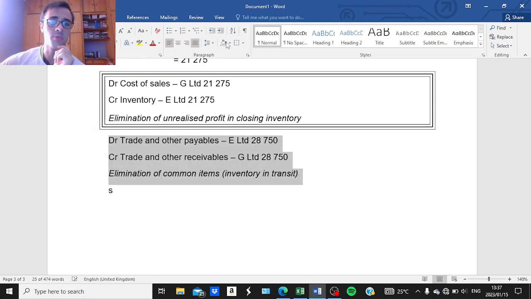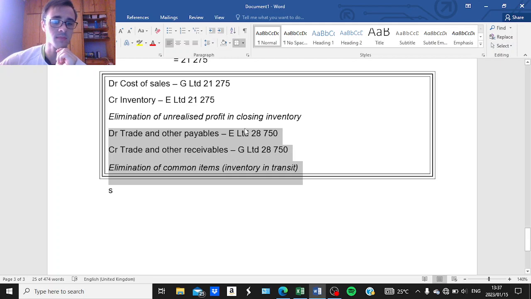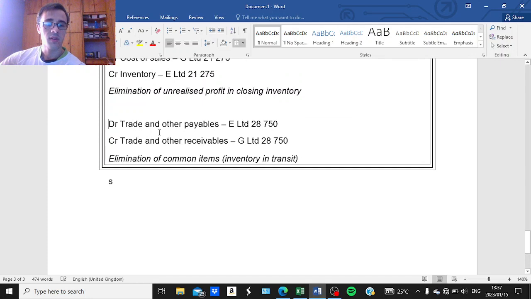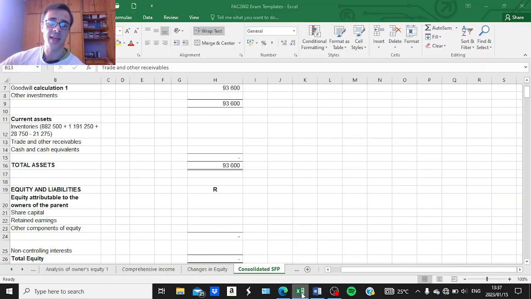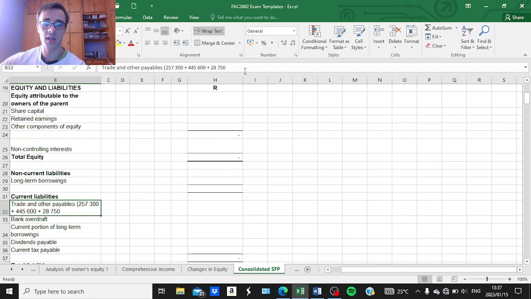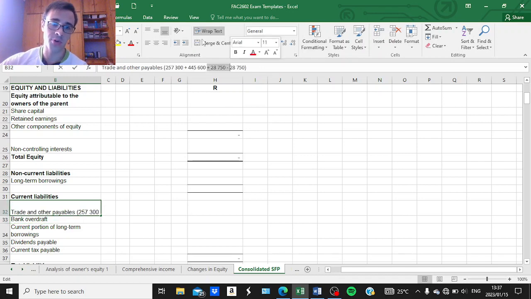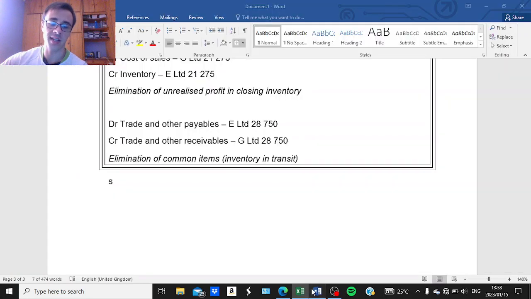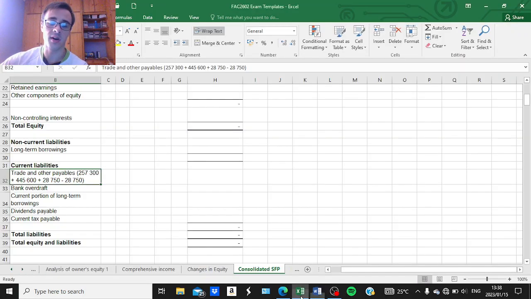Okay, so we need to account for this journal entry as well. We will debit trade and other payables, so this will be shown as a negative adjustment in this section right here. So in effect, you do not really need to add 28,750 in trade and other payables because it would have been eliminated in any case. I've just shown you for the purpose of understanding the adjustments that needed to be made. So we will add 28,750 and then subtract it again because we are eliminating common items.